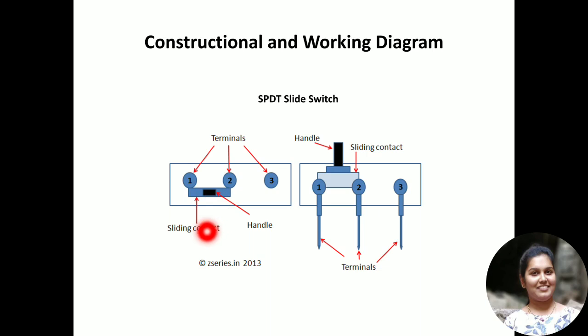The rectangular box is nothing but the contact, and the black button is nothing but the handle. So when we push the handle, it moves from 1 2 to 2 3. That is, it is changing its state from 1 2 to 2 3.